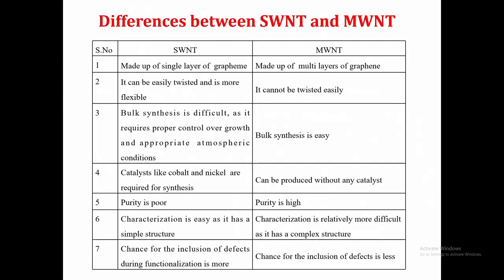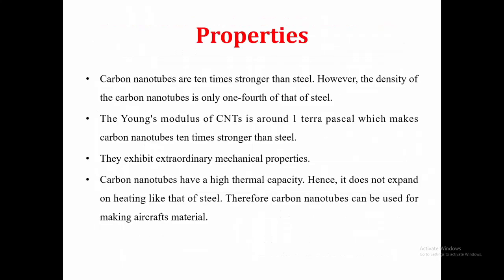Multi-walled nanotubes are made up of multiple layers of graphene. They cannot be twisted easily. Bulk synthesis is very easy and they can be produced without any catalyst. Purity is high. The characterization is relatively more difficult when compared to single-walled carbon nanotubes. The chance for the inclusion of defects is very low in multi-walled carbon nanotubes.